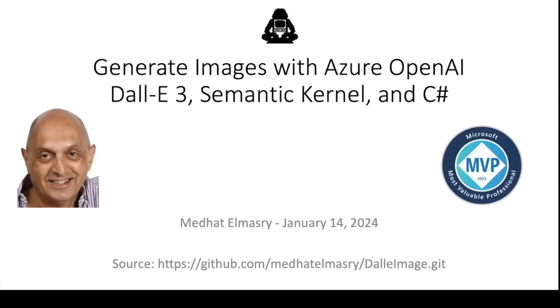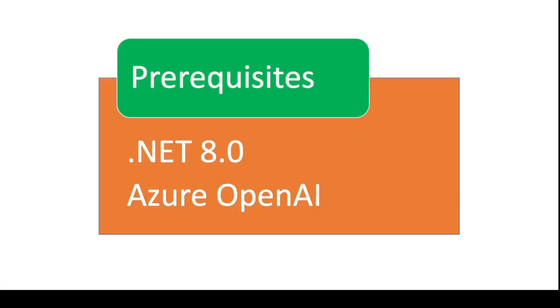In today's tutorial, we're going to learn how to generate images with Azure OpenAI, the Dall-E 3 model, Semantic Kernel, and C#. The source code for the demo that we're going to do today is at the bottom of the screen. The only prerequisites for following along is .NET 8.0 and, of course, access to Azure OpenAI.